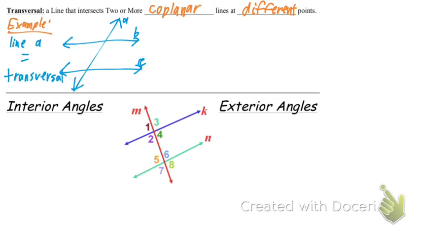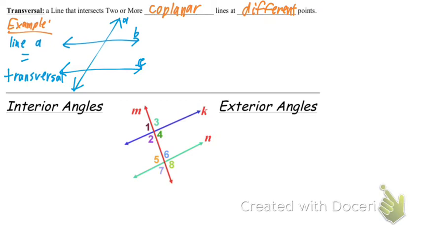Basically, it's like a line bisector. Not necessarily bisecting, because bisecting means it cuts it in half. But you can't cut a line in half because it's infinitely long. You can't cut infinity in half, because infinity is a concept, not a number. You can cut a number in half, but infinity is not a number.